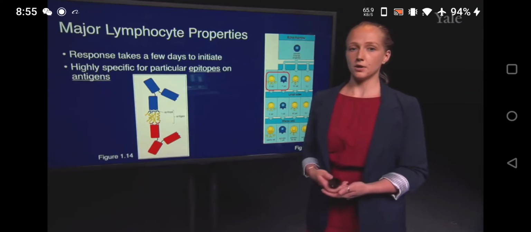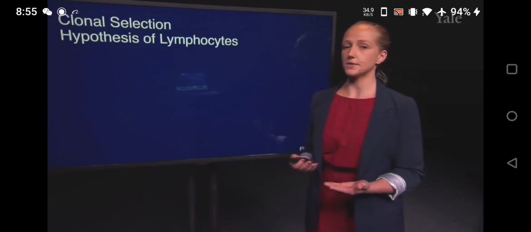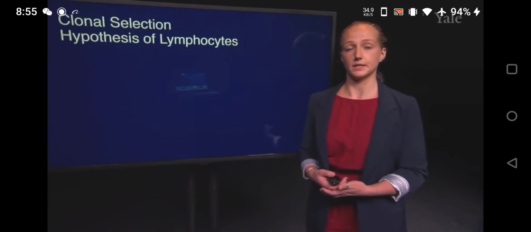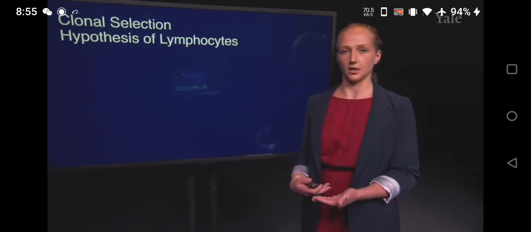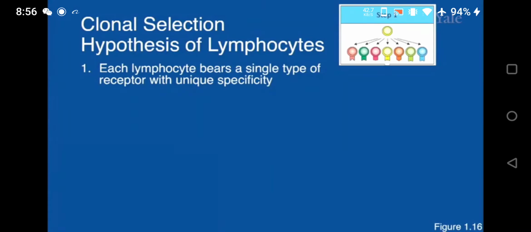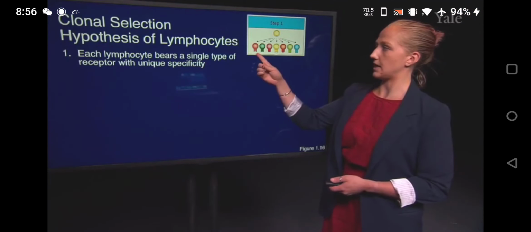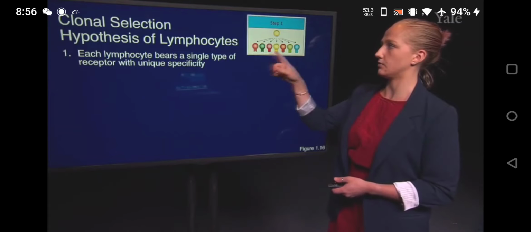Now, another very general property of lymphocytes is the clonal selection hypothesis of lymphocytes, and this is an idea of how they develop and how they mature within the periphery. First, each lymphocyte bears a single type of receptor with unique specificity after it derives from the common lymphoid progenitor cell seen here. So if we start with the common lymphoid progenitor cell, the lymphocytes during development gain different specificities to various proteins.